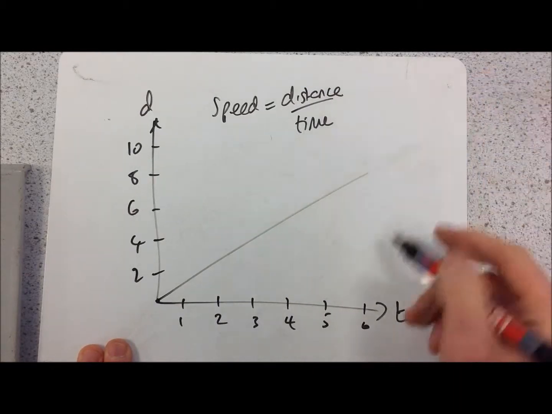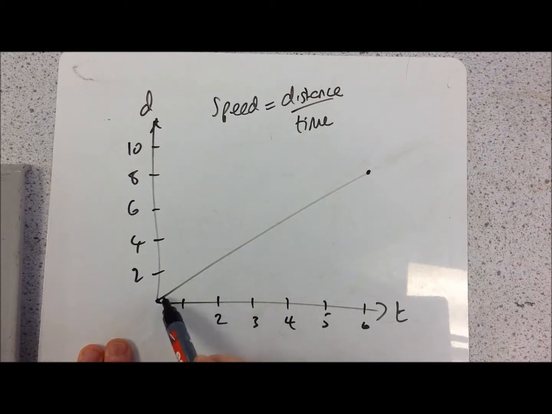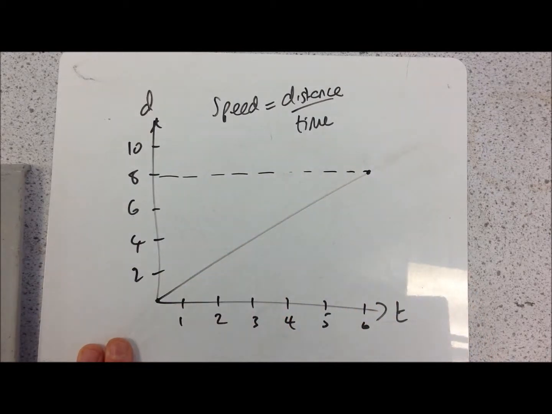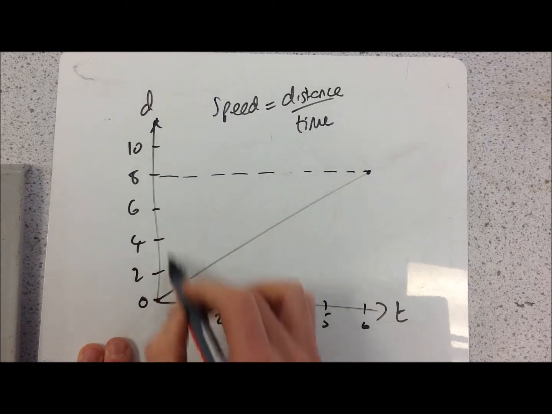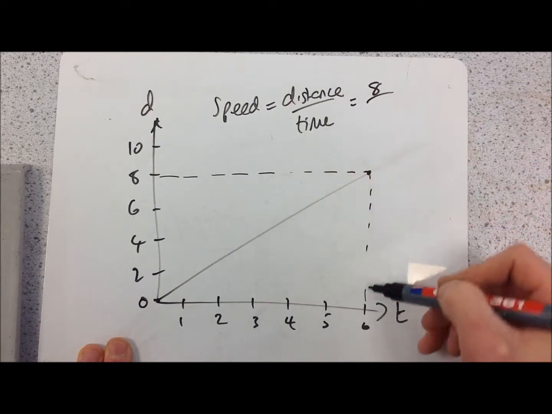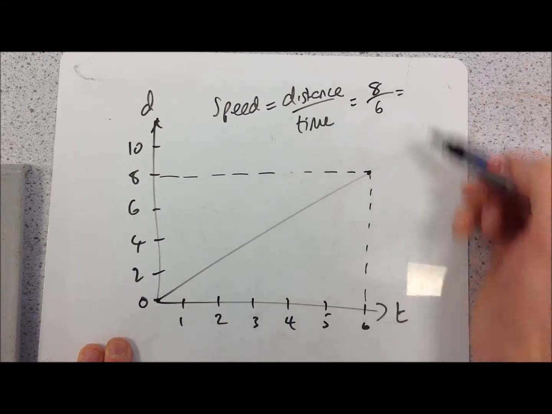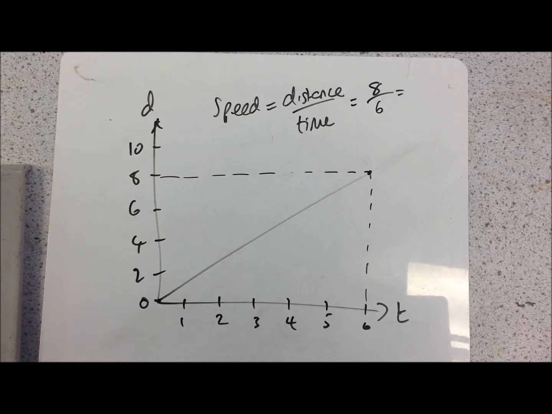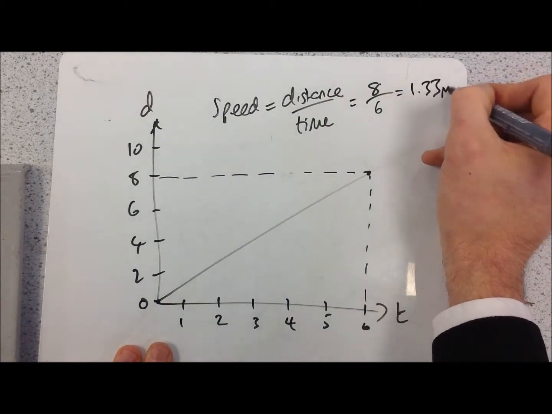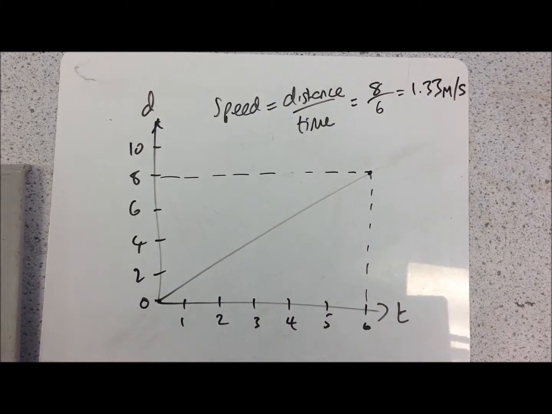Okay, so the distance the object moves, well, I could go from the start to the end. Okay, let's go that far. And I could say, right, the distance travelled looks like 8 metres. It's gone from 0 metres to 8 metres in a time of 6 seconds. So 8 over 6 is 1 1/3, so it's 1.33 metres per second.